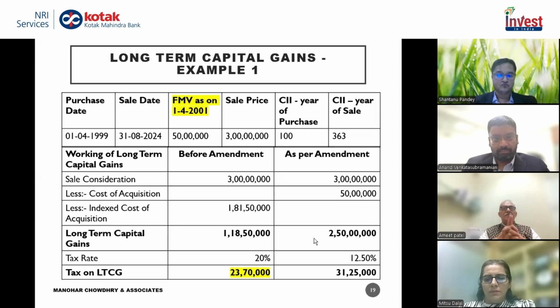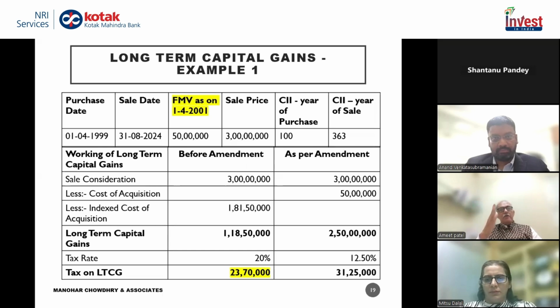Now, why is this taken instead of the actual cost? Because there is a provision in the Income Tax Act which says that for any asset, not only immovable property, any asset acquired prior to 1st April 2001, you have the option of substituting your actual cost with the fair market value as on 1st April 2001. So in this example, the fair market value as on 1st April 2001 was 50 lakhs. The property sold for 3 crores on 31st August. The cost inflation index for the year of purchase is 100. Cost inflation index for the year of sale is 363.